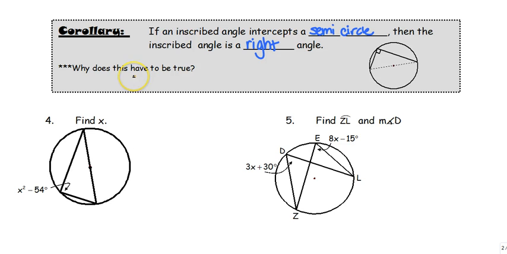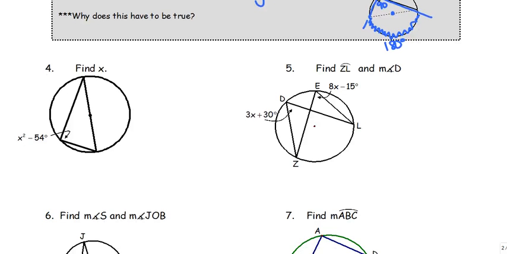So why does this have to be true? Again, we just said, here's my two rays. The inscribed angle intercepts a semicircle. So here's my arc. My arc is exactly half. I know it's exactly half because I have a diameter that's going through the center of my circle. We know that half of a circle is 180. If I cut that in half, because it's an inscribed angle, because the vertex is on the circle, it's going to be 90.